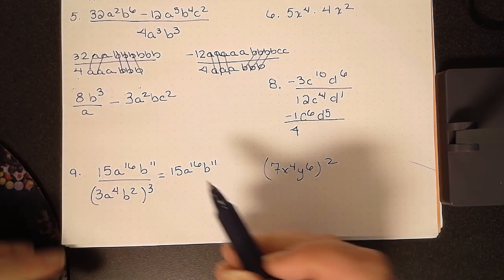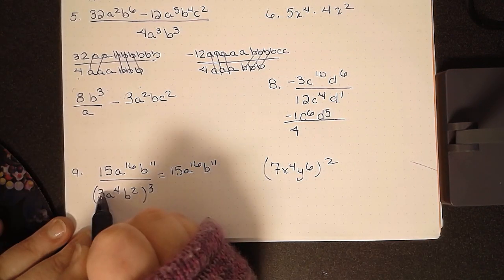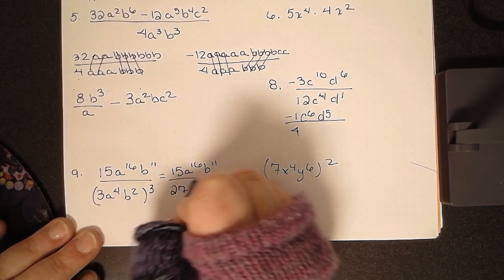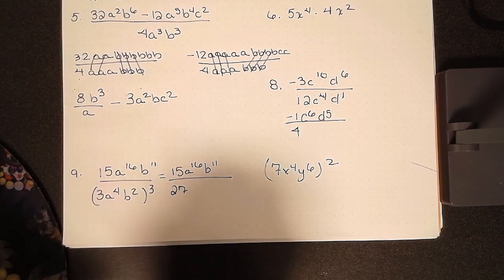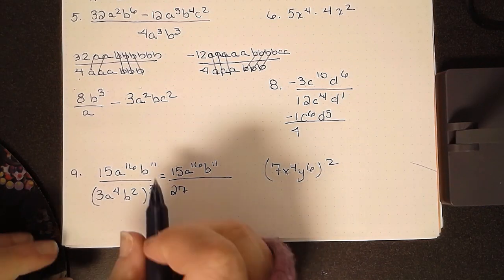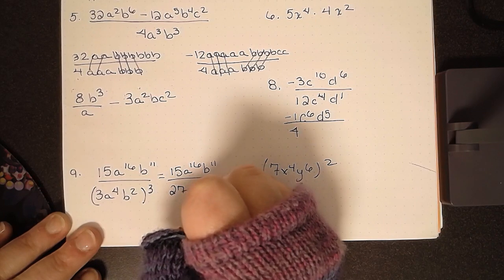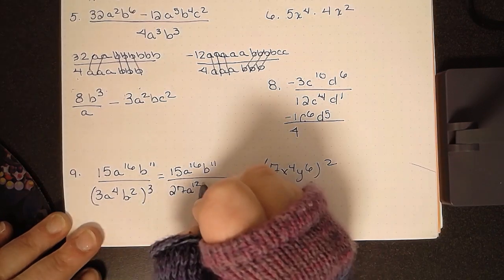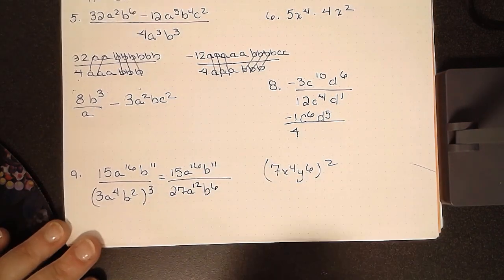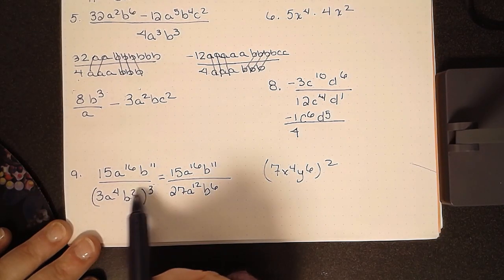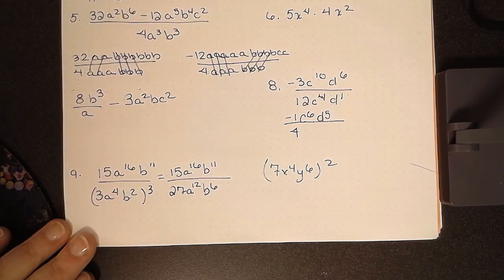So this is 3 to the 3rd, which is 27. Okay, it's not 3 times 3, guys. It's 3 to the 3rd. And then a to the 4 times 3, which is a to the 12th, and b to the 2 times 3, which is b to the 6th. So remember, when this little guy is on the outside, that's when you multiply the exponents, but you still raise that coefficient to that power.